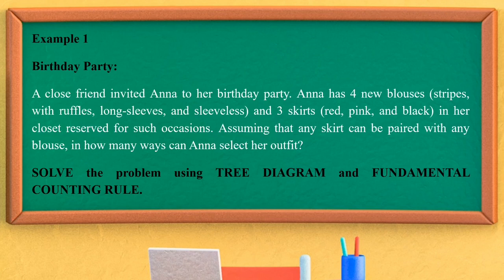A close friend invited Anna to her birthday party. Anna has 4 new blouses: stripes with ruffles, long sleeves, and sleeveless. And she also has 3 skirts, red, pink, and black, in her closet reserved for such occasions. Assuming that any skirt can be paired with any blouse, in how many ways can Anna select her outfit? Solve the problem using tree diagram and fundamental counting rule.